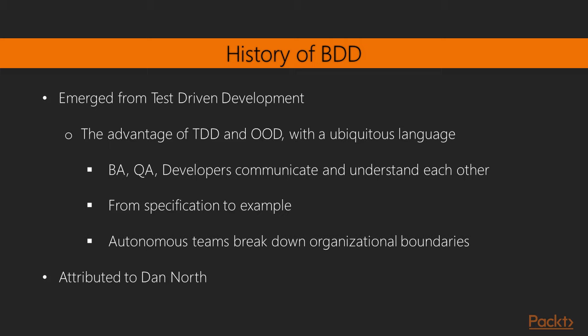The nice thing about this ubiquitous language is we can go from a specification document that a business analyst might write all the way down to an example that a developer will understand, and then the developer will be able to make a test from that example. The nice thing about having everybody understand from end to end is that we break down organizational boundaries by having these autonomous teams that all work together. The same benefits that we see from co-location.